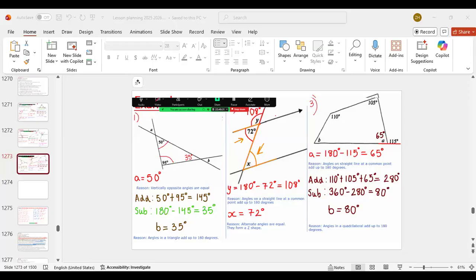All right, geometrical concepts. This is going to be that one. Let's see.